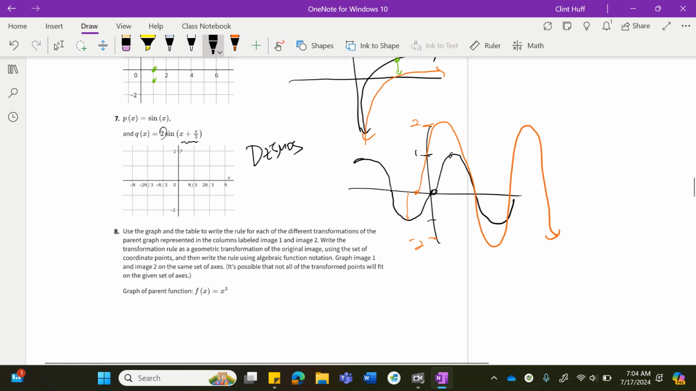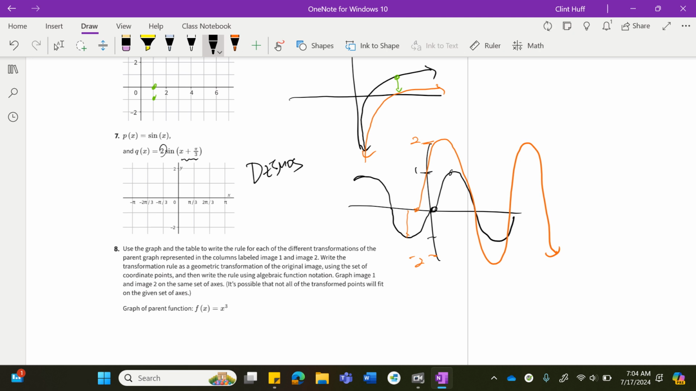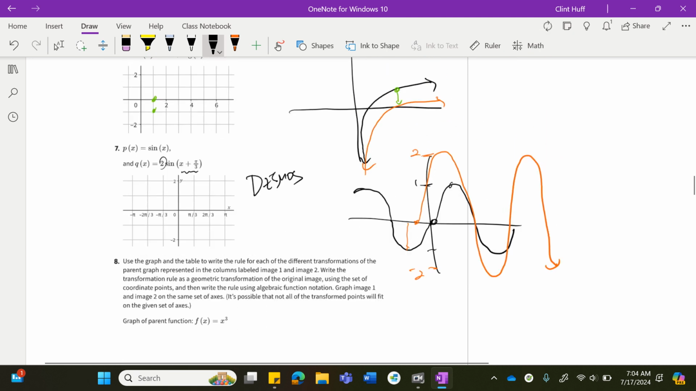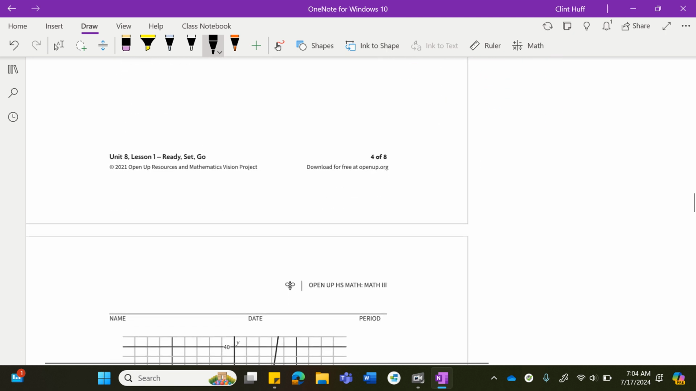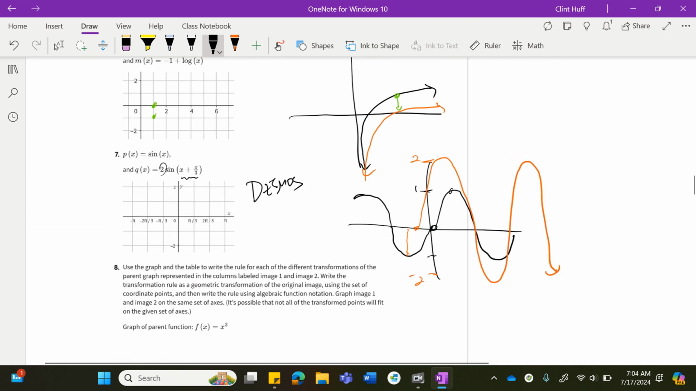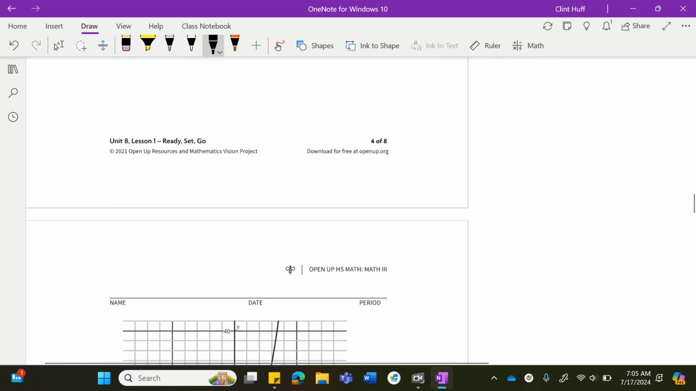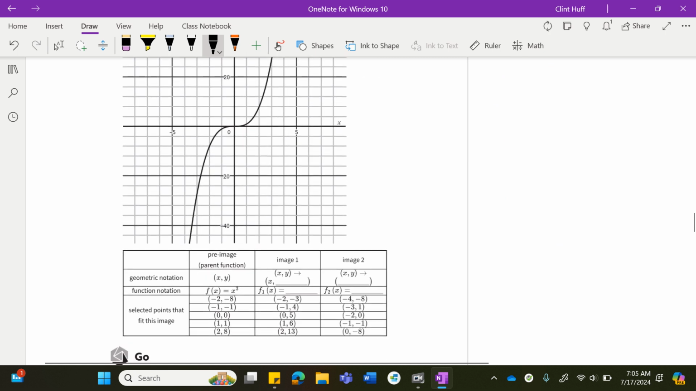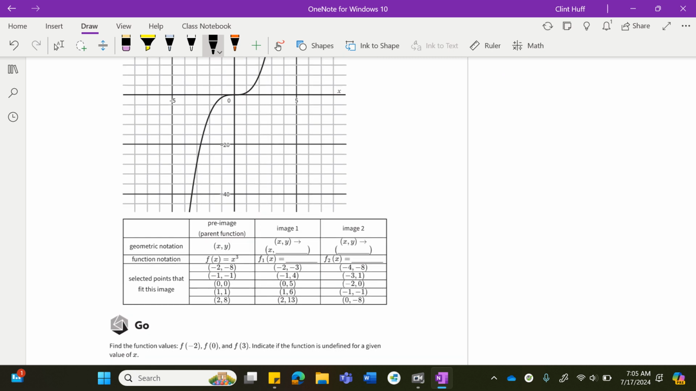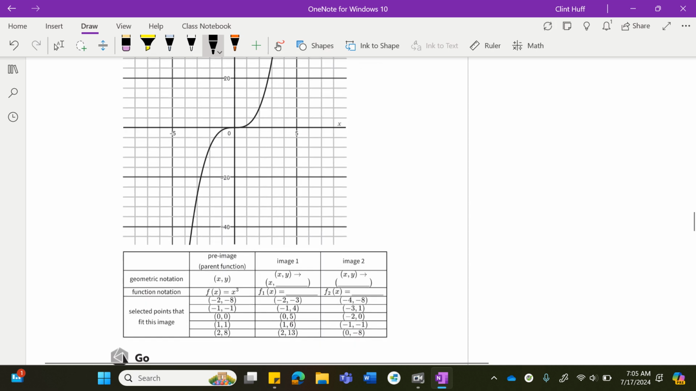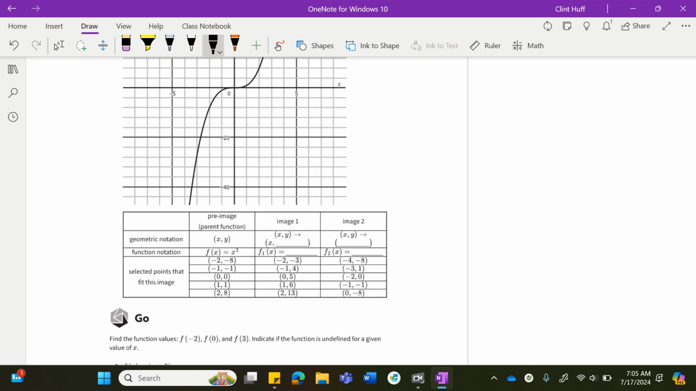All right, number 8. What have we got here? And we've got to fill out this table, right? So, where to go? We've got to use the graph and table to write the rule for each function. Okay, so we've got x cubed. There it is. And all the answers are already filled in there. Oh, we're supposed to find the rule, I guess. All right, so the first one, like that. This is x cubed, right?